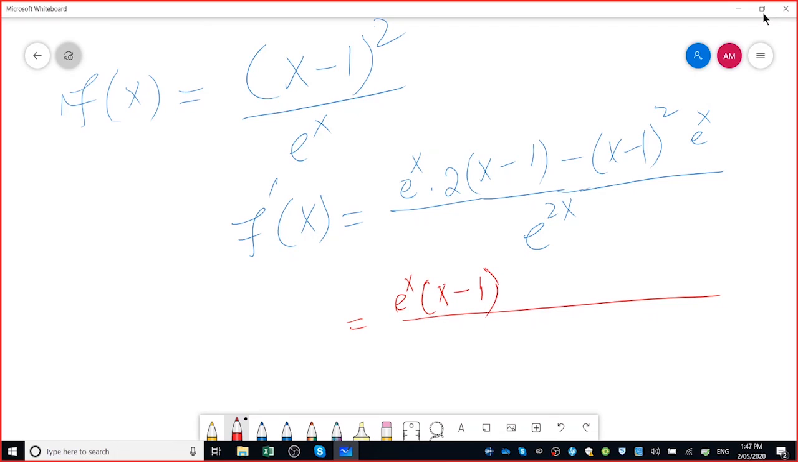And what is left here? So then we will have a bracket. And what is left there? 2 minus x minus 1. Sorry, 2, and that should be in a bracket. So 2 minus, and then again minus x. Don't forget that. Over e raised to the power of 2x.